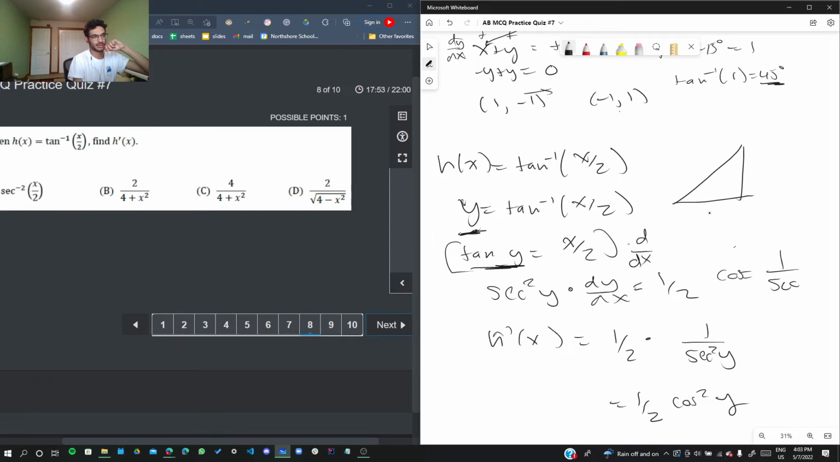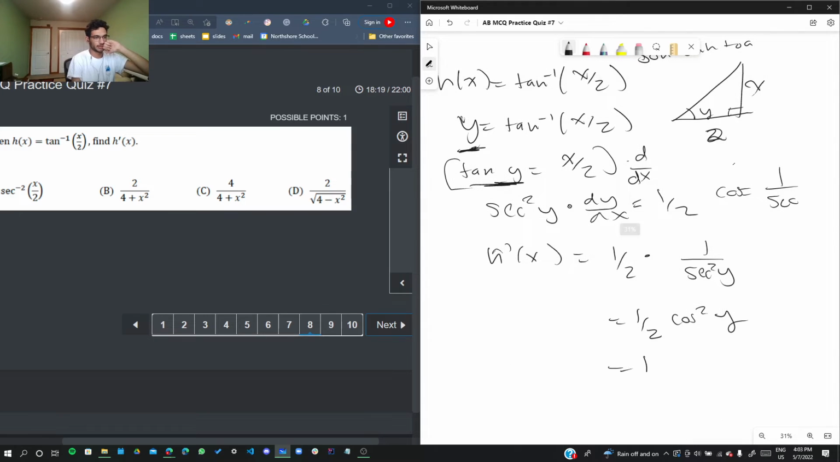And honestly, we can just draw a triangle. If you have an angle of y and the tangent, if you remember from trig, SOHCAHTOA, it's opposite over adjacent. So opposite is x and the adjacent is 2. Now if you want to find cosine, it's just adjacent over the hypotenuse. The hypotenuse by Pythagorean theorem is the square root of x squared plus 4. So this is adjacent over hypotenuse.